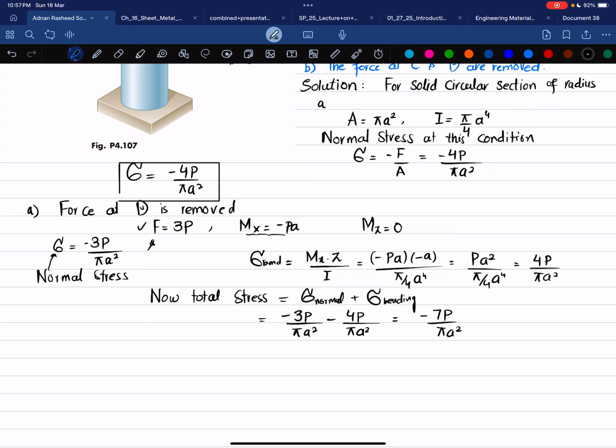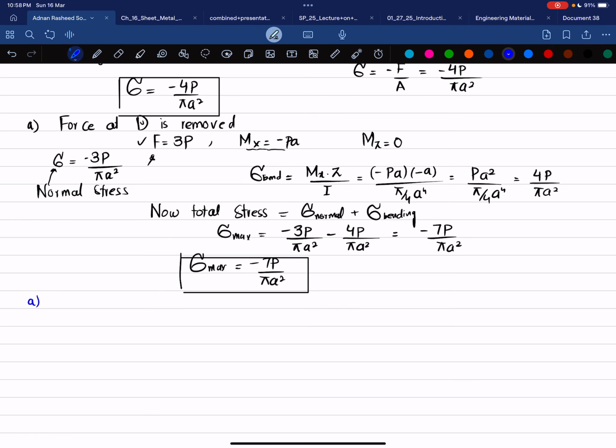That will be the total maximum normal stress when D is removed. So I can write maximum stress is equal to minus 7P over pi A square. And this is the answer of our first part. Now in the second part, we have the force at C and D is removed.